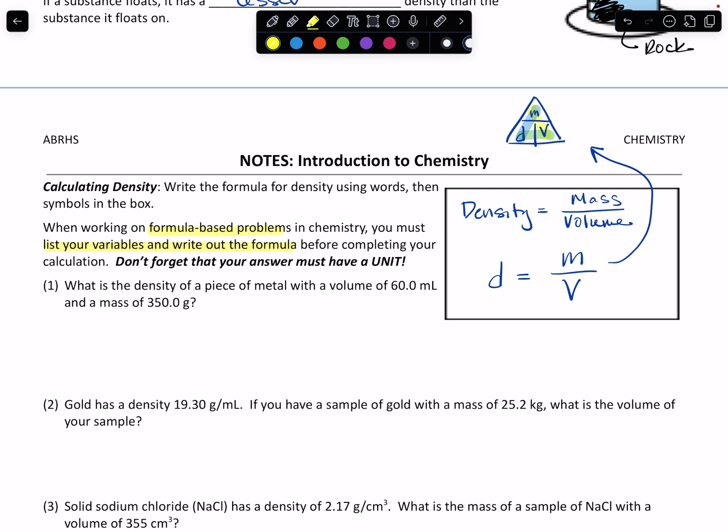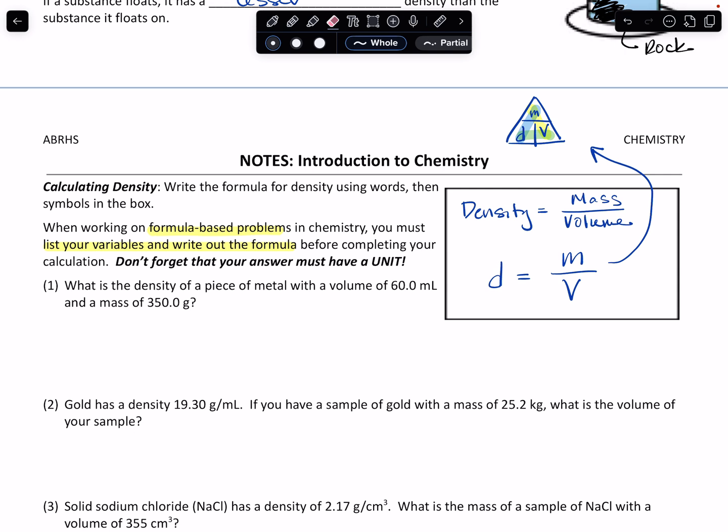If you skip those two steps, you do not get full credit. By the same token, if you keep those two steps in and then miss something in calculating, you get points for putting those two things together. So let's make sure that we're listing our variables and then writing the formula we're going to use. So we're going to solve a couple different problems using our density formula.